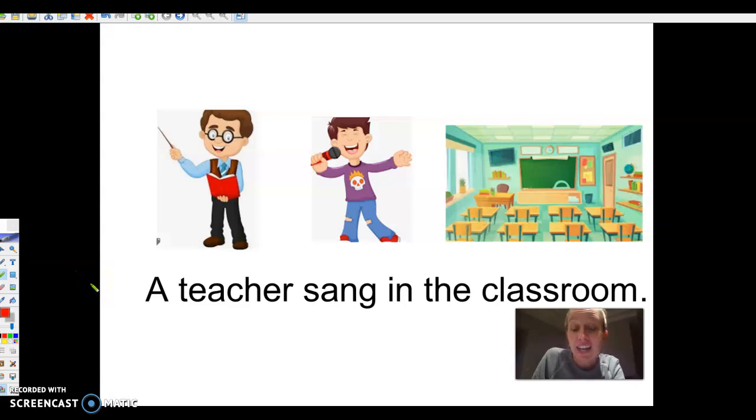All right, first graders, let's look at a sentence and we're going to be labeling the nouns and the verbs. Remember, a noun is a person, place, or thing. Let's read the sentence and listen for the nouns. A teacher sang in the classroom.